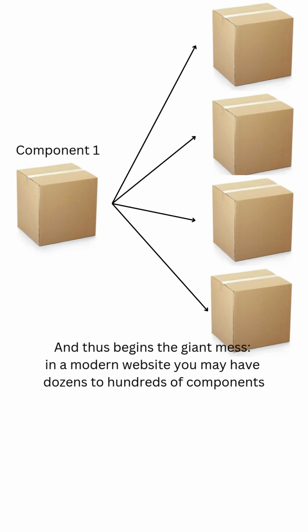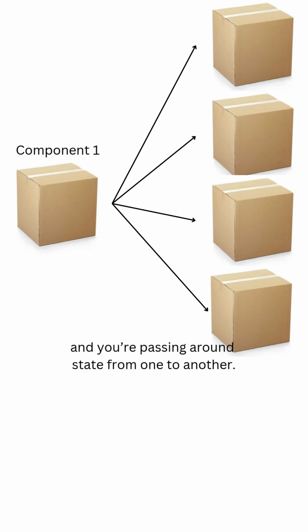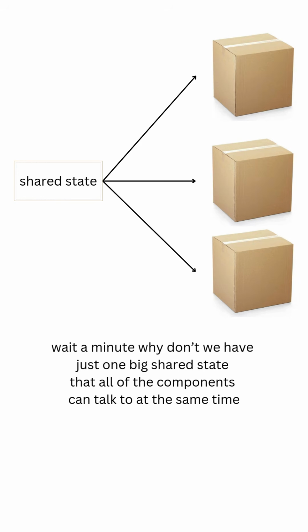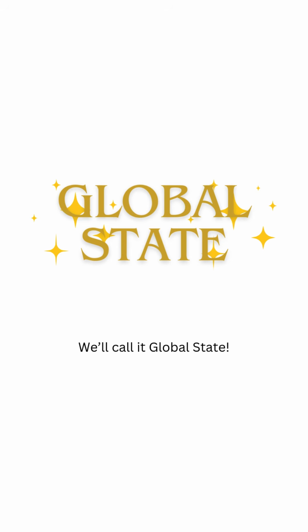In a modern website, you may have dozens to hundreds of components and you're passing around state from one to another. For a component to display properly, it must know the state of the other components. So they thought, wait a minute, why don't we have just one big shared state that all of the components can talk to at the same time? We'll call it global state. Nah, just kidding. They called it the store. I don't know, man. Nothing on the front end makes any sense.